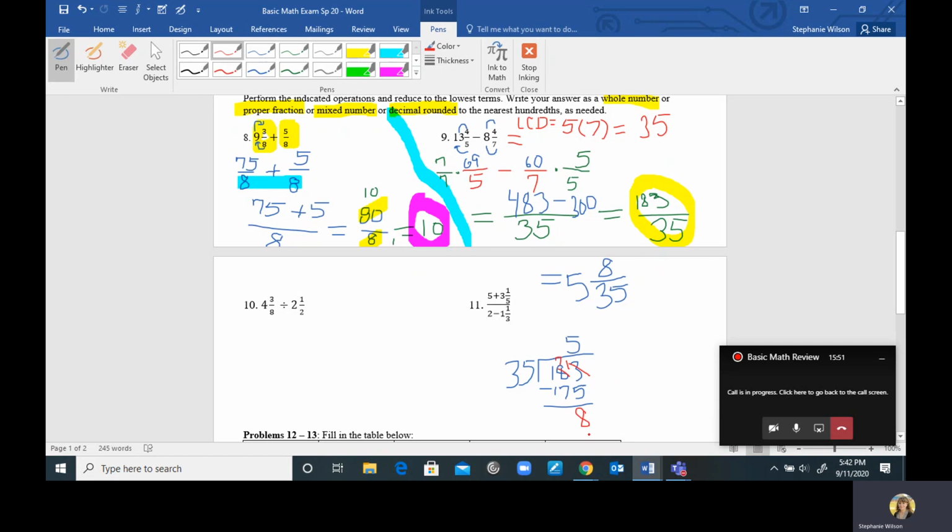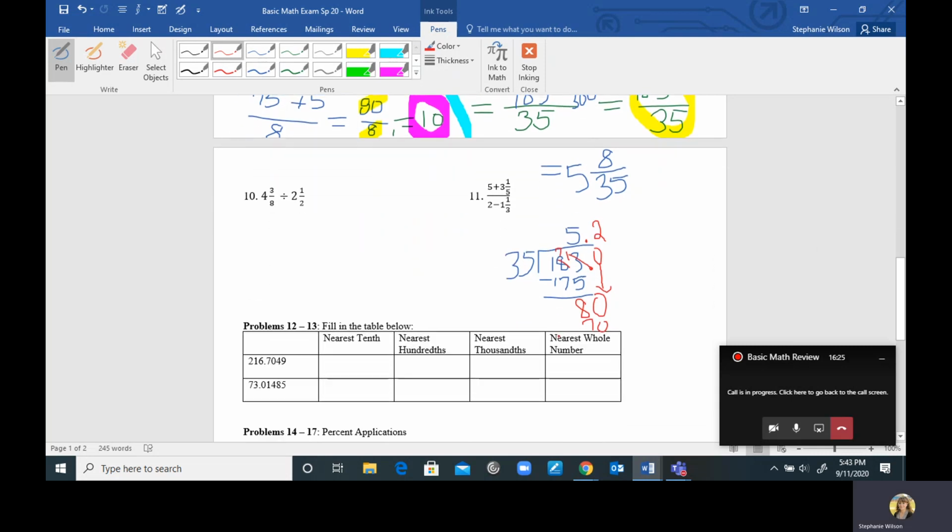Whole number, denominator, numerator. But since we're looking for a decimal, we need to add a decimal here, add a decimal here, bring a 0 down. And now we want to see how many times will 35 go into 80. Well, we know that 35 will go into 80 2 times, right? 2 times 35 is 70. And let's scroll down just a little bit. So when I subtract that, it gives me 10. And I'm going to need to bring down a 0.